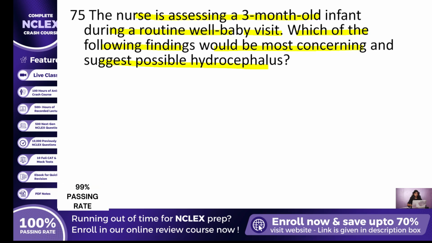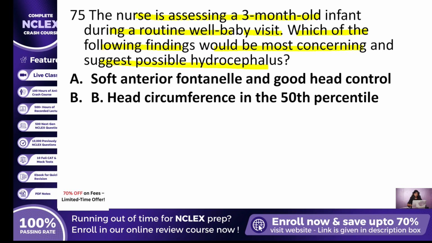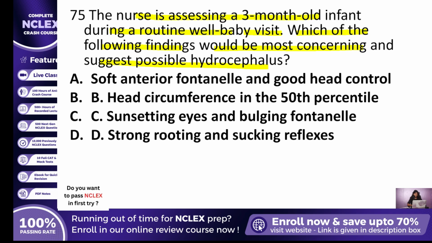See the options. A. Soft anterior fontanelle and good head control. B. Head circumference in the 50th percentile. C. Sun-setting eyes and bulging fontanelle. D. Strong rooting and sucking reflexes. The correct answer is C. Sun-setting eyes and bulging fontanelle.